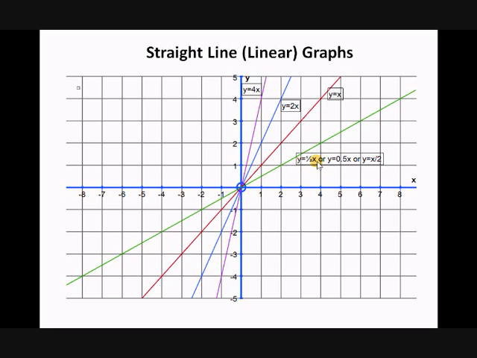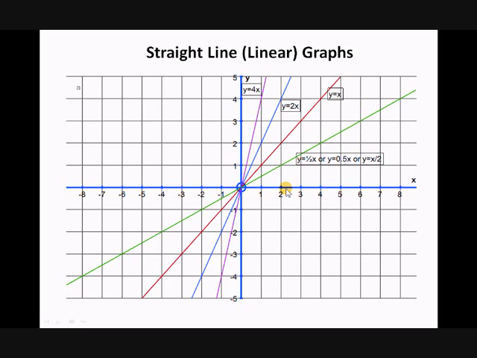Okay, let's have a look at this one. This one can be written in several ways. It can be written as y is a half x, y is 0.5x, or y is x over 2. Another way of writing it. And if we look at this one, we can see that you have to go 2 along for x to go 1 up for y.